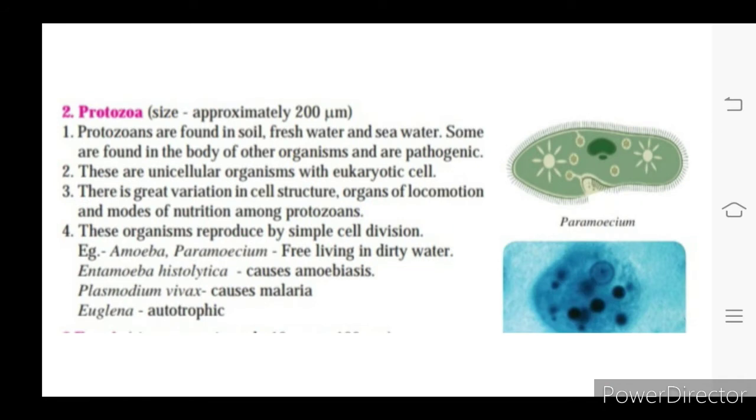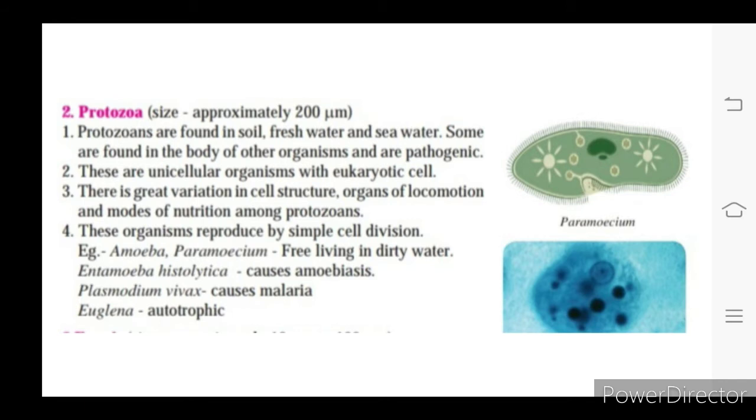Now let's learn about the second type of microorganism, that is protozoa. The size of protozoa is approximately 200 micrometer, meaning it is large. Sometimes it is visible to our eyes, but these are very small microorganisms, and to see them we must use a microscope. Now let's learn the characteristics of protozoans.